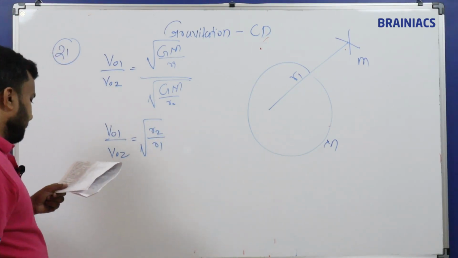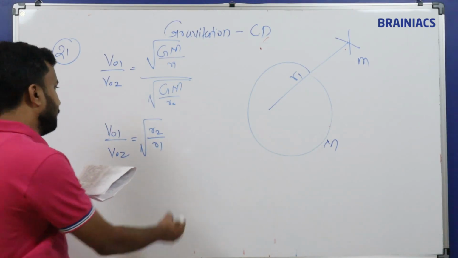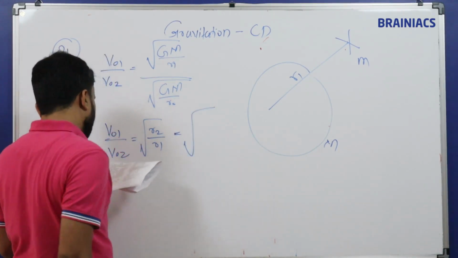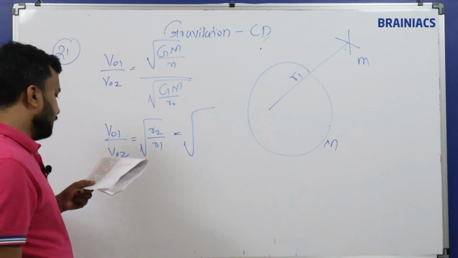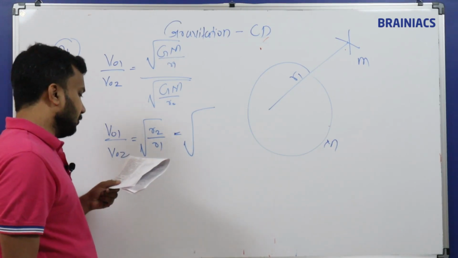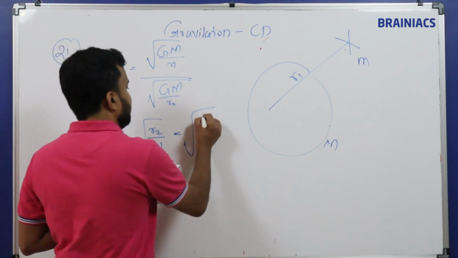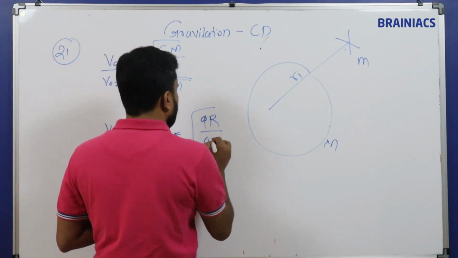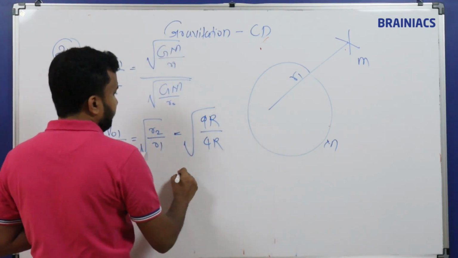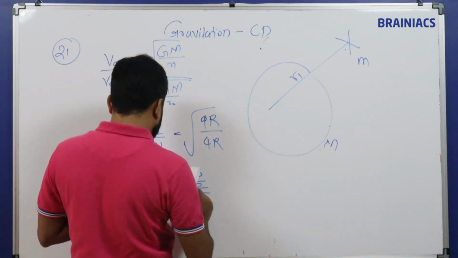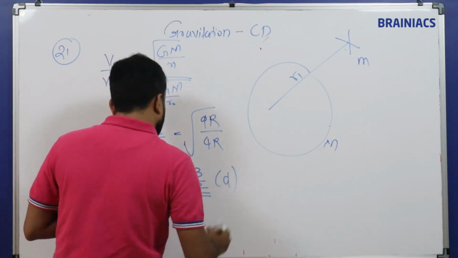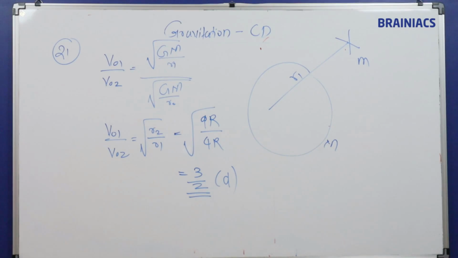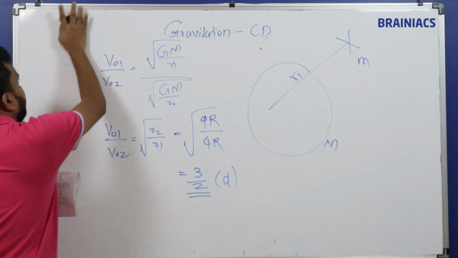Now let's see. For the orbital velocity ratio, they are asking root of r2 by r1. What is the second radius? The satellites revolve around the earth in circular orbits of radius 4R and 9R respectively, so the second one is 9R, the first one is 4R. R and R cancel, 9 by 4 under root gives 3 by 2. The answer is 3 by 2, which matches option D. Fine, perfect. So let's move to the next question, 22.